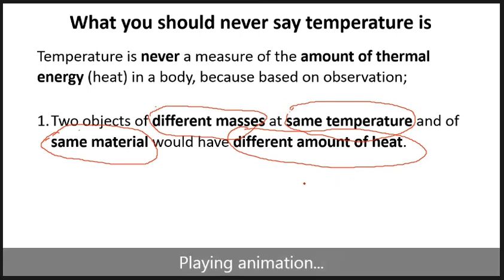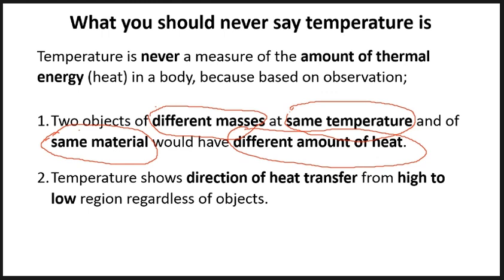Another second reason is this: temperature shows the direction of heat transfer from high to low region, regardless of the object. I've explained this the other time, that temperature gives us a sense of direction of how heat energy is transferred from a high temperature region to a lower temperature region, regardless of the objects or the region. That's just a fact. It only tells us of direction, not magnitude.